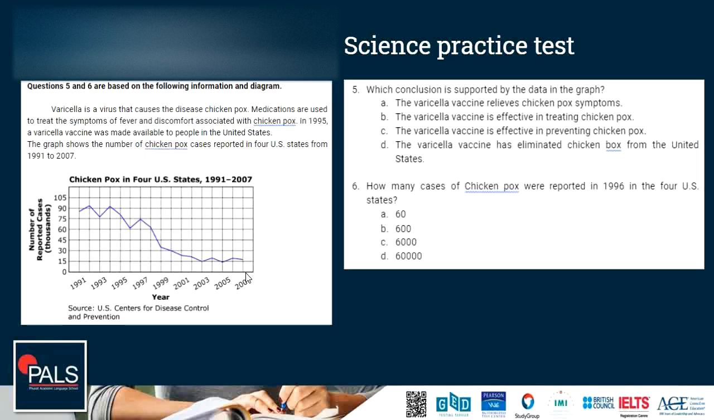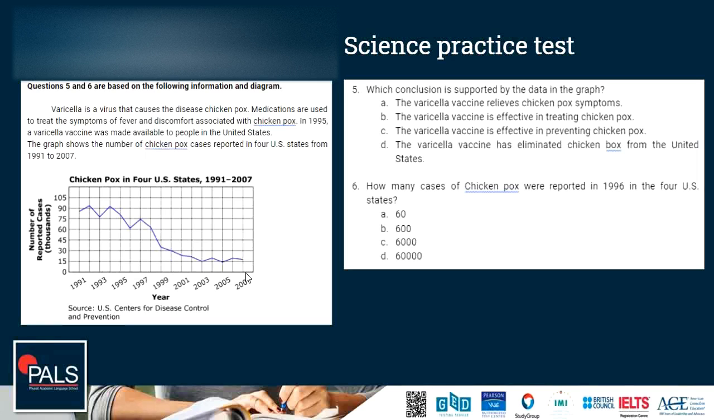D we can exclude immediately because eliminated would mean that the graph would go all the way down to 0. It does not do that. So we can definitely exclude answer D. So the only thing that really makes sense here is answer C. And yeah, that's what vaccines do.